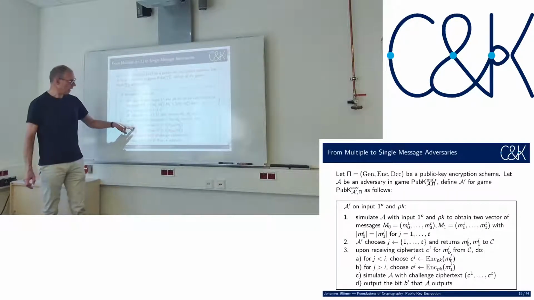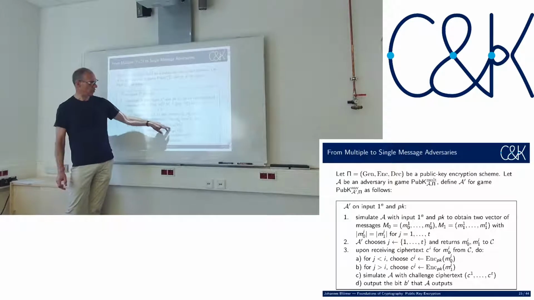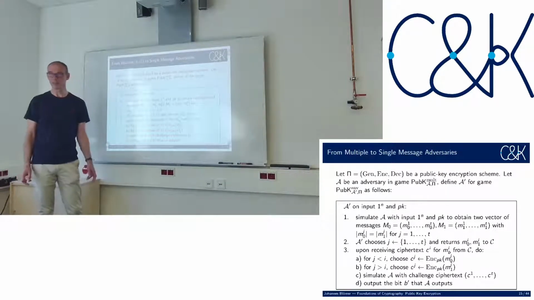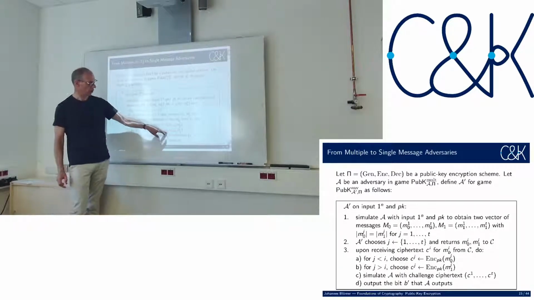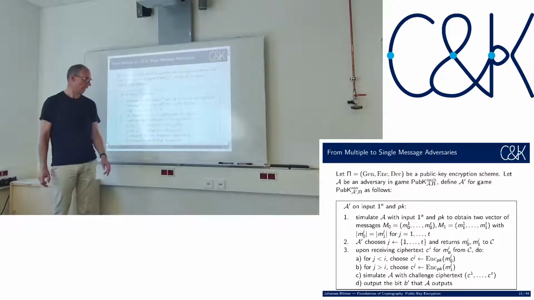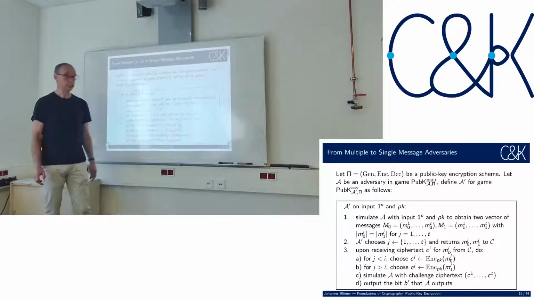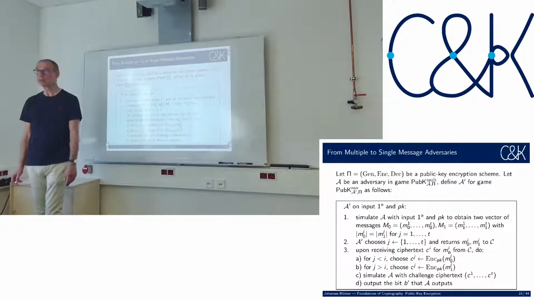For j less than i, I choose Cj to be the encryption of M0j. I'll explain this later in concrete terms. And for j larger than i, I choose Cj to be the encryption under PK of M1j. And I simulate A with challenge ciphertext C1, C2, and I output the bit b' that A outputs.